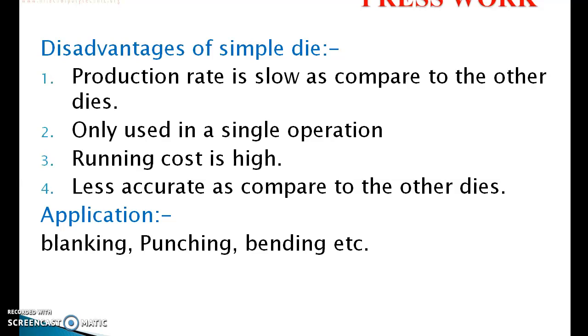Let us discuss the operation application of simple die. Simple dies are used for operations like blanking, punching, bending, etc. So this is all about your simple die.